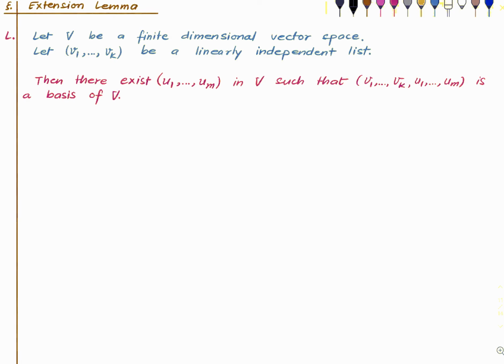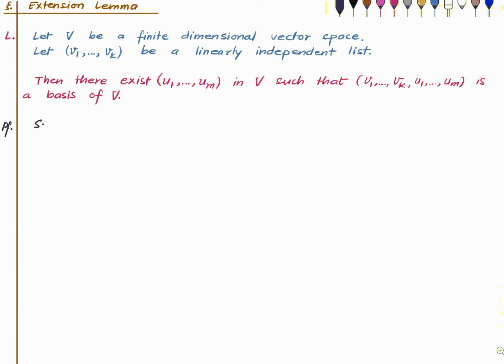We will now prove an extension theorem that any linearly independent list can be extended to give a basis. So fix a vector space V which is finite dimensional. Suppose we have a linearly independent list in this vector space V. Then there exists some list of vectors such that if you append them to our original list of linearly independent vectors, then you get a basis of V. So all of this is trying to say that any linearly independent list of vectors can be extended to a basis. Okay. So here is the proof.